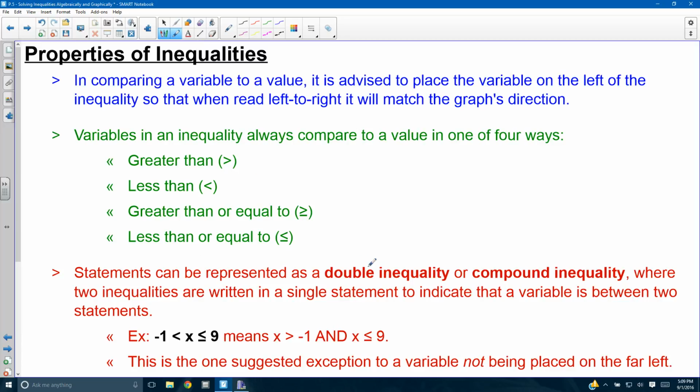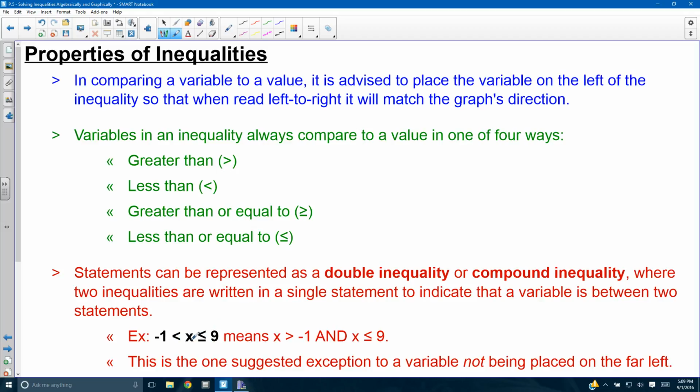Now statements can be represented as a double inequality, also called a compound inequality. I just did this when I was talking about between 0 and 1, right? So basically it's two different inequalities, but they're written as a single statement. Now we only do this if it's between two values and not on the outside of two values. So what this one means right here, negative 1 is less than x is less than or equal to 9, it means that the value of x is between the numbers negative 1 and 9. Now it includes the number 9, it does not include negative 1.